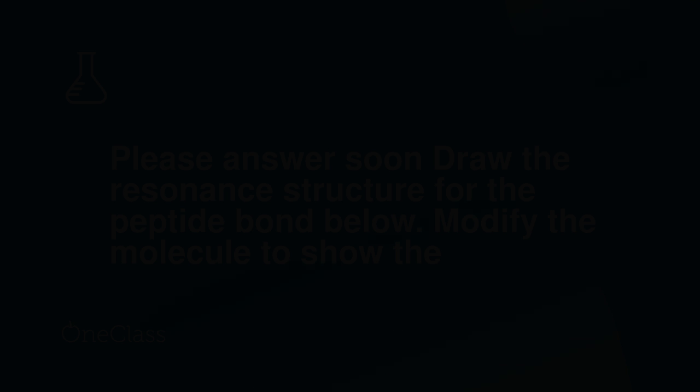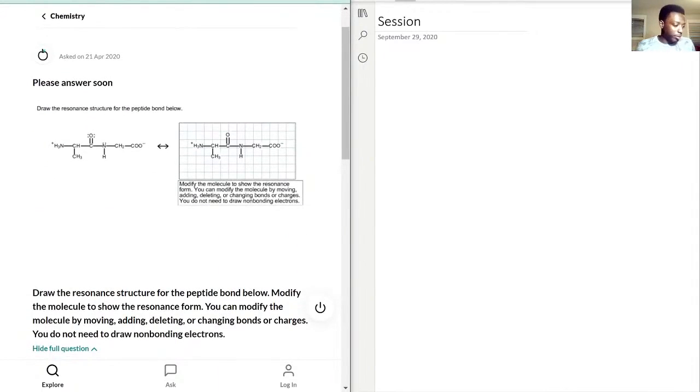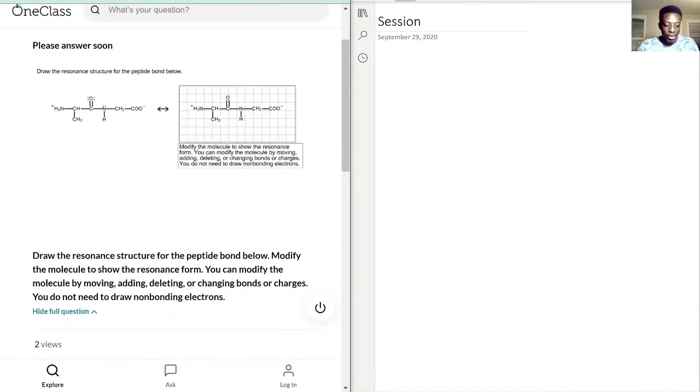That question served as a little breather as well, because we're on to some more complicated stuff. So we have this question here. There's a resonance structure for the peptide bond below that we want to be able to draw. So they give us this peptide bond here.